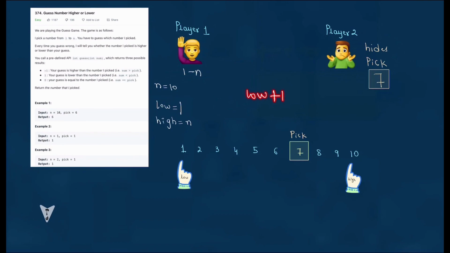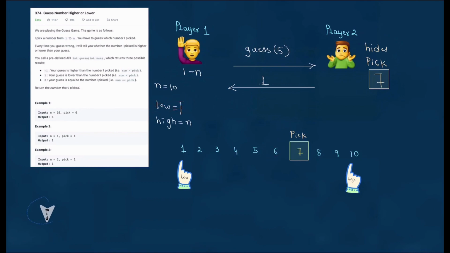Instead of tackling this problem linearly, let's look at binary search. We guess a midpoint, low plus high by 2, which is 1 plus 10 by 2, which is 5 if we take the floor value. So we guess 5 by calling guess of 5. I'm asking player 2, is 5 the number? Player 2 compares 7 with 5 and sees 5 is less than 7, so he responds with 1, saying the pick is greater than the number we chose. So we need to update our low pointer to eliminate the numbers less than 5. Since 1 through 5 cannot match the pick, we can make our low pointer point to the 6th number.